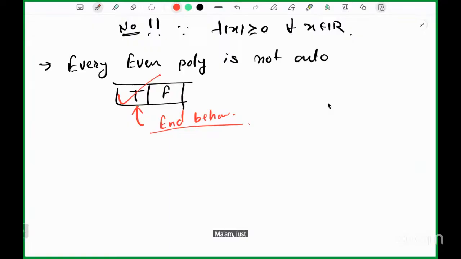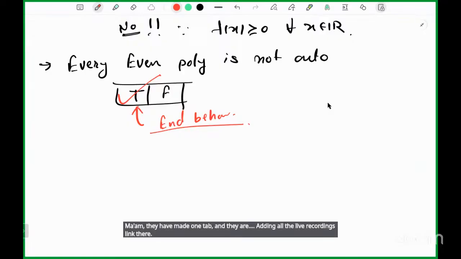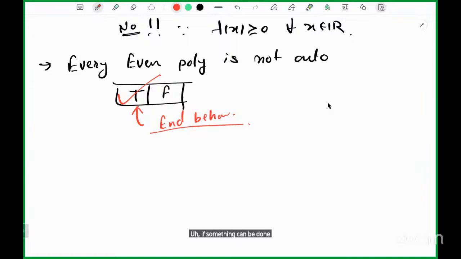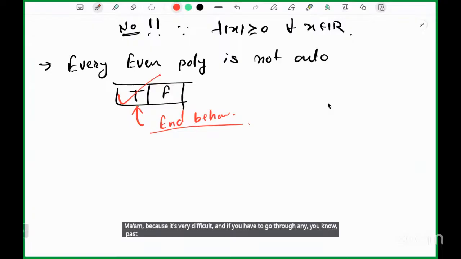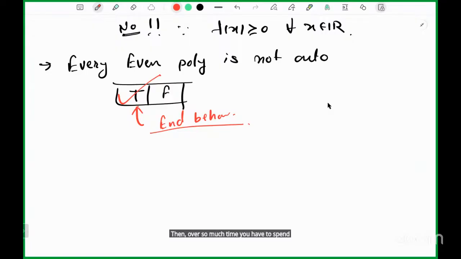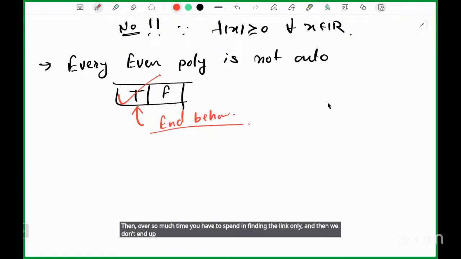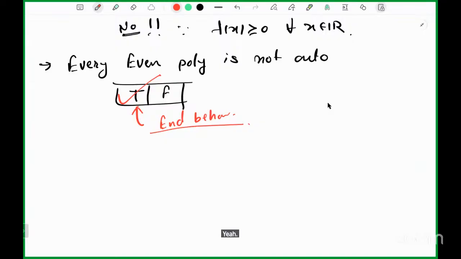Ma'am, just a request. In statistics, when we log in, they have made one tab and they are adding all the live recording links there. If something can be done for mathematics, it can be easy. It's very difficult, and if we have to go through past classes, we spend so much time finding the link only, and then we don't end up in the correct class. Yeah, I'll ask the support team to do this for our course too. Okay, thank you.